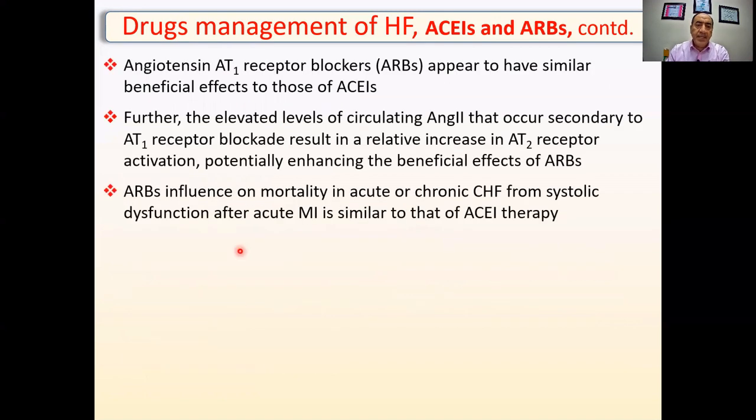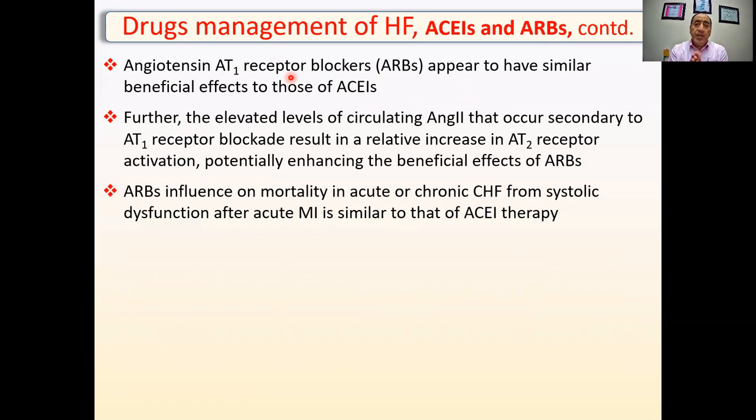The second class is the ARBs, angiotensin AT1 receptor blockers. These drugs have a similar effect to ACE inhibitors, but a different mechanism. We'll talk about that in a minute. So similarly, they inhibit the action of angiotensin II to exert the previous effects that I mentioned.